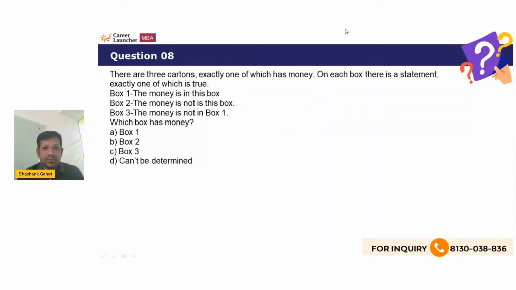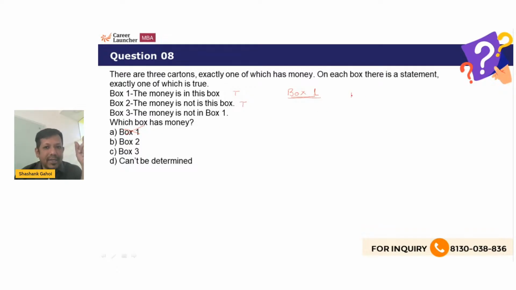Okay, Arup. So I'm going to start with this. I am assuming that money is in box one. This is the assumption. Then one statement has to be true, other two have to be false. Money is in this box, that is true. If I am taking the first case, money is not in this box, that is also true. So I needed one statement that is true and two that are false. But if money is in box one, there are two statements that are true. It means box one cannot be the answer.